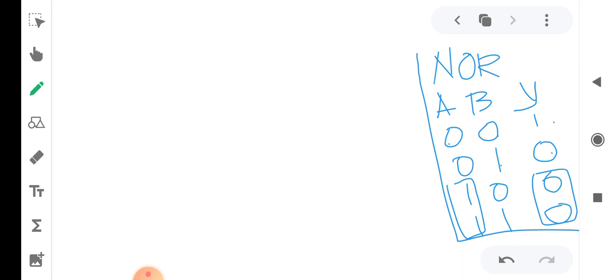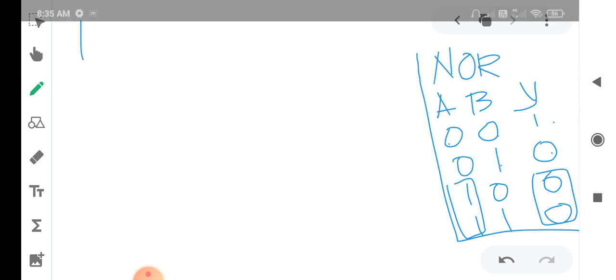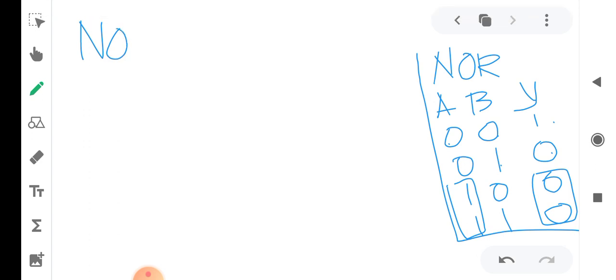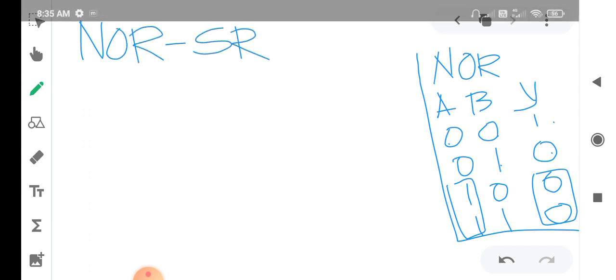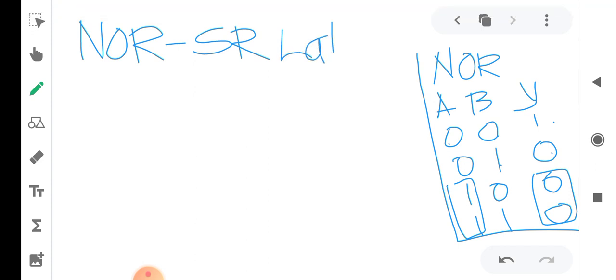Now we see the SR latch implementation using the NOR gate. What is the difference between a latch and a flip-flop? A latch doesn't have any clock pulse, and a flip-flop will have a clock. That is why we first study the latch, the SR latch.